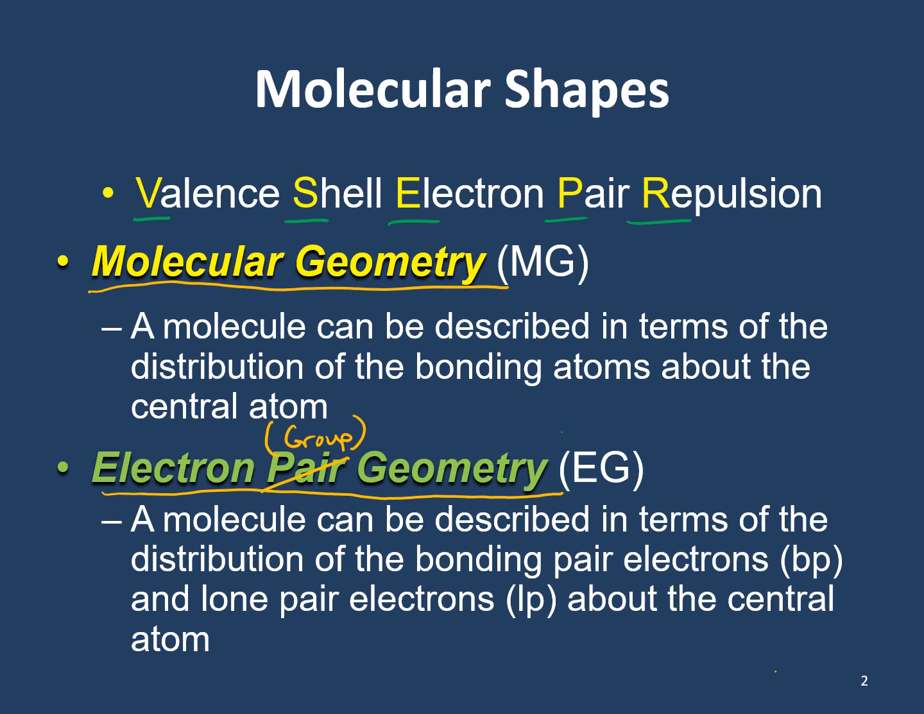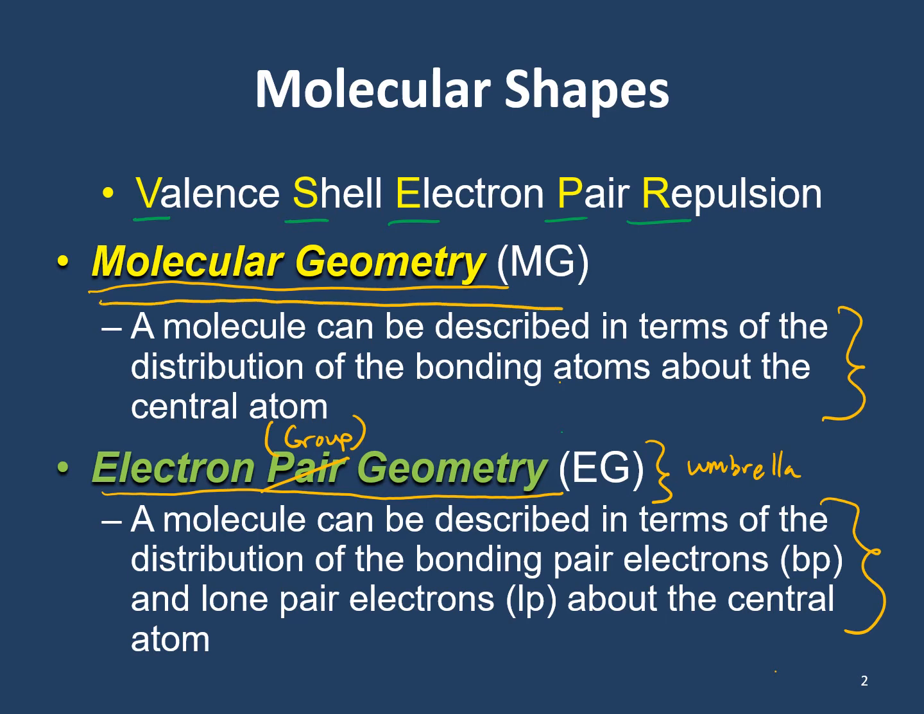So molecular geometries really describe the molecule in terms of the atoms surrounding the central atom, and that's it, just the atoms. Electron group geometries describe the shape in terms of everything surrounding the central atom. So if you have atoms around it, great. If you have lone pairs around it, we're going to count those too. Now, what I like to think of is that we have a bunch of different electron pair geometries, and I think of them as an umbrella. And under each different electron pair geometry, we have multiple possible molecular geometries.